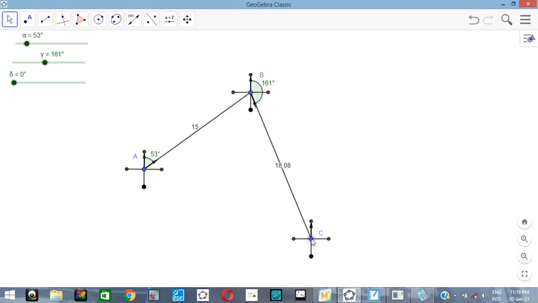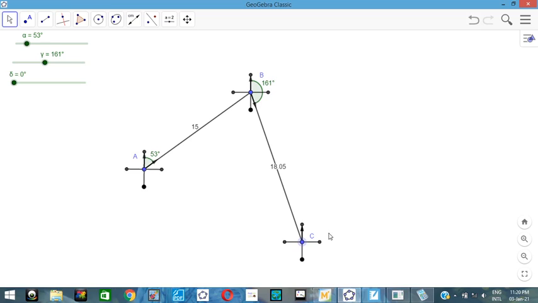Okay, let me move down. Now let me just position it well. Alright, so I've gotten my 18 meter.